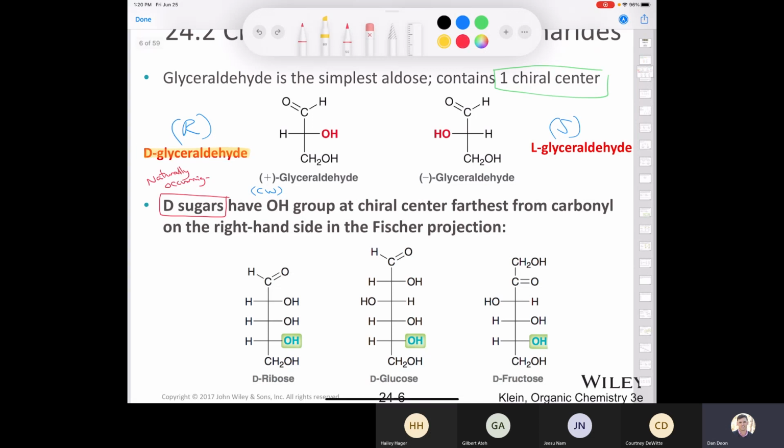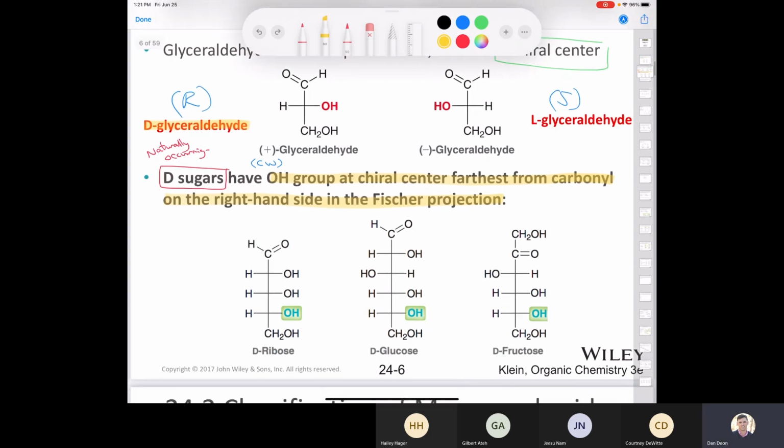Pay attention. It's when the hydroxyl group at the chiral center, farthest away from the carbonyl, whether it's an aldose or a ketose, is on the right-hand side of the Fischer projection, okay? So if we look at L-glyceraldehyde, there's only 1 chiral carbon, and you see that the hydroxyl is pointing off to the left, so that proves that it's not a D sugar. Okay, it's an L sugar.